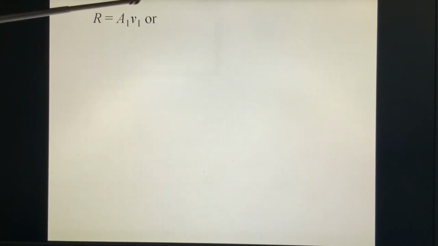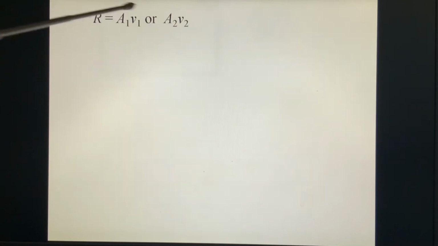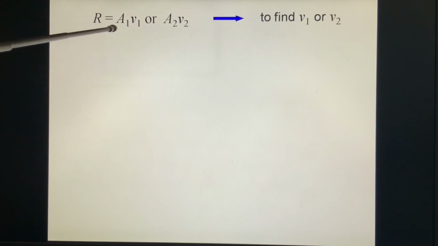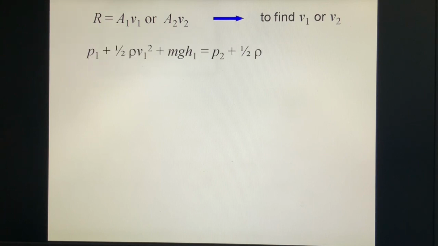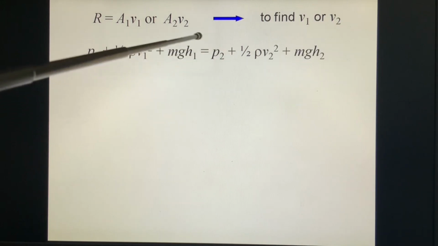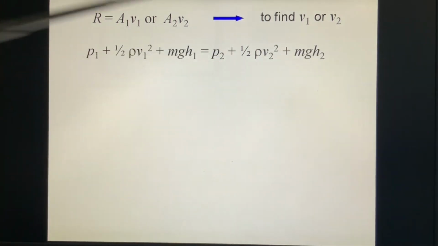What we want, we found this one: A1V1 or A2V2. Actually, because we know the A, we want to find V1 or V2. What we do is use the Bernoulli equation at the two terminals. And you see they are horizontal, so h1 equals h2, and they cancel out.